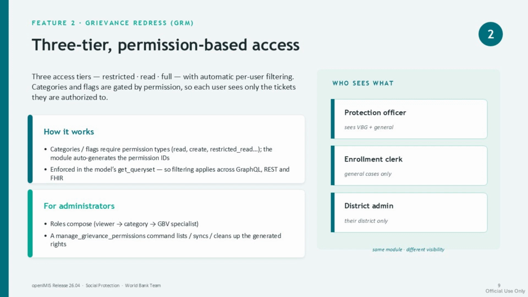So the access to the grievance is hierarchical and categorized. You can define some users like a protection officer that sees GBV and general categories, an enrollment clerk that can just see the general cases, and a district admin that can be restricted to the cases affecting its district. So the same module allows you to define multiple levels of access.